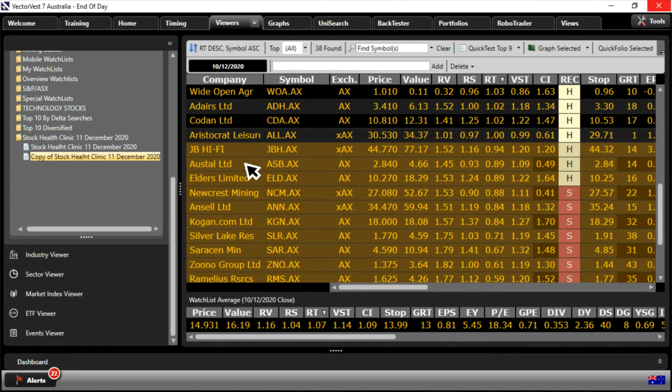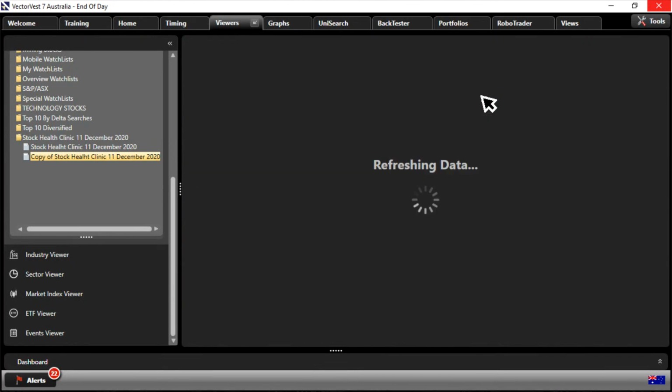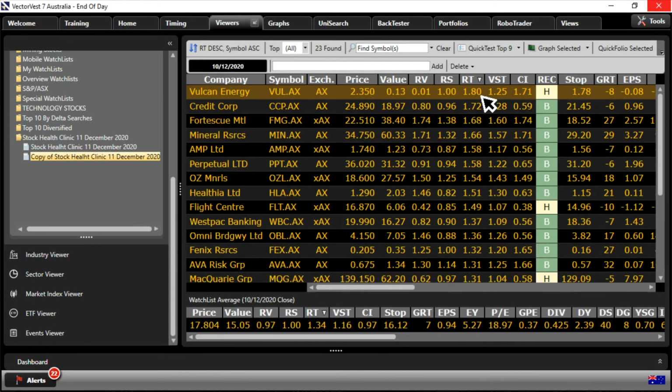All right. So I'm trying to remove emotion here. My rule is RT below 1, I want to move them to the sideline for now. I can always buy back in, right? So I'm going to delete the selected. Straight away, I've removed some companies out of the 37. I've whittled it down to 23.